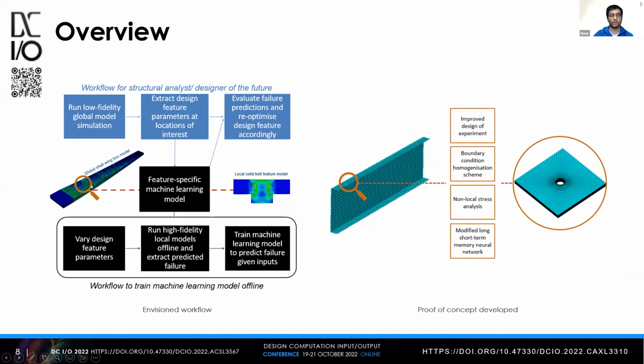And then they would query at the locations of interest, at the high stress concentration areas, into the local high fidelity feature models by using a machine learning model, instead of running it through long and time expensive finite element simulations. This can then be used to re-optimize the design by changing the geometry parameters, the feature design parameters of the local design feature, to result in an optimized low weight design.